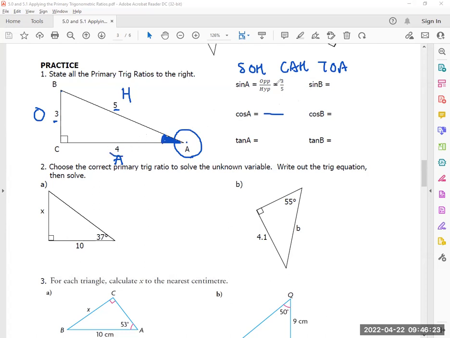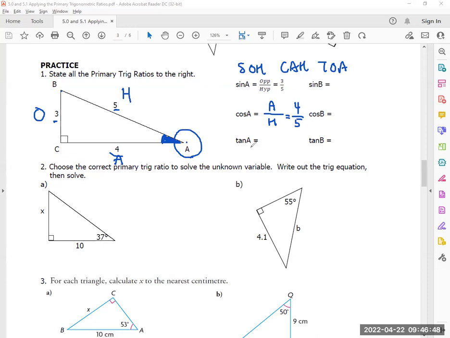Yeah. So the 4 goes on top. Let me put it this way. Cosine is adjacent over hypotenuse. So you just match the numbers. A is 4, H is 5. So cosine of A, whatever that angle is, is going to equal 4 over 5. You plug that into the calculator, it's going to equal 0.8, whatever.